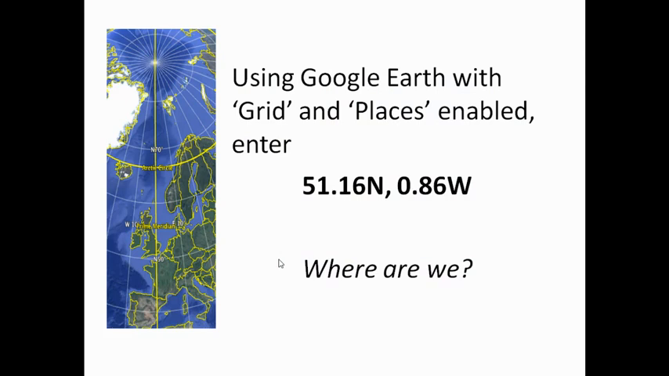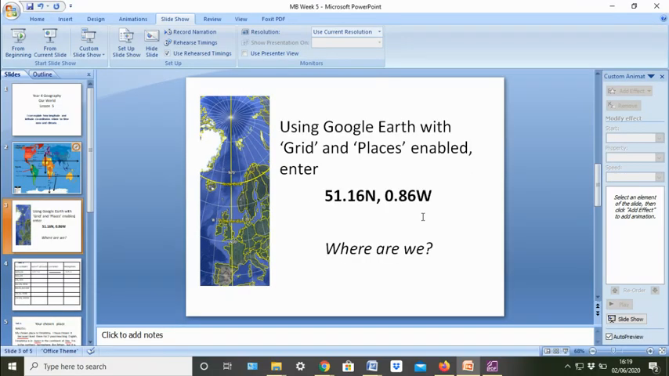Let's do some examples. We're going to use Google Earth today, and this place that we're going to find first of all is, these are the coordinates. They are 51.16 north, okay, so it's north of the equator, and 0.86 west. So it's slightly west of the Greenwich Meridian, but only a little bit. In fact, it's less than 1 degree west of the Greenwich Meridian. So have a little guess and a think while I load up Google Earth. You're going to be doing this at home yourself later on.